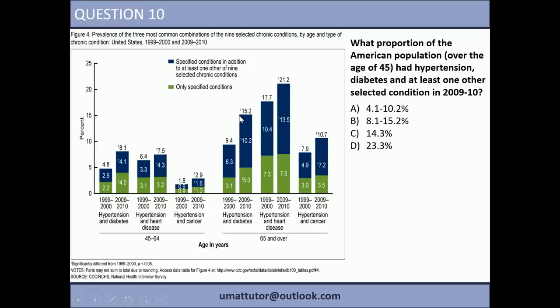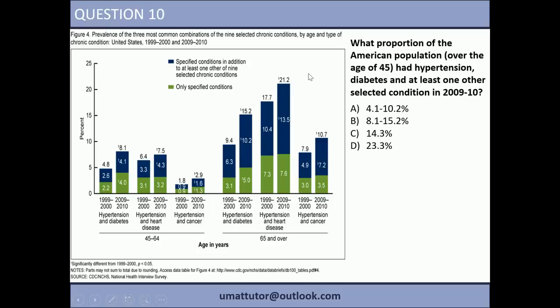Now take a second to just think about what that means. It means that in those who are between 45 and 64 in America at that point in time, 4.1% of people fit that description. Whereas for those 65 and over in America at that time, 10.2% of that population fit the description given in the question. And we're being asked overall for all the people above 45, which of course is both this group and that group, what is the total prevalence in the population?